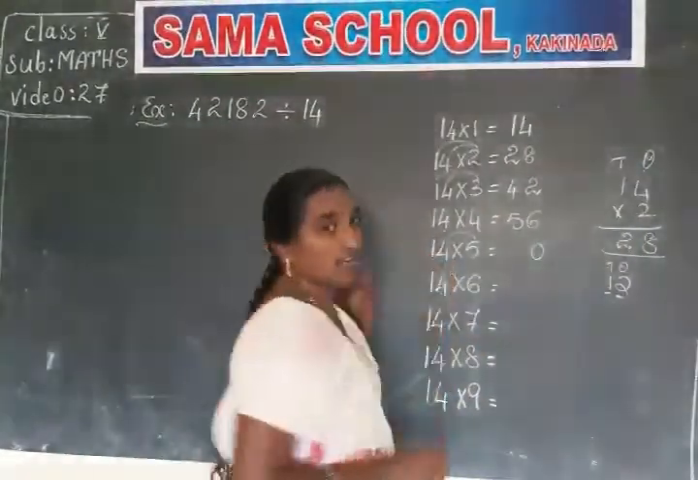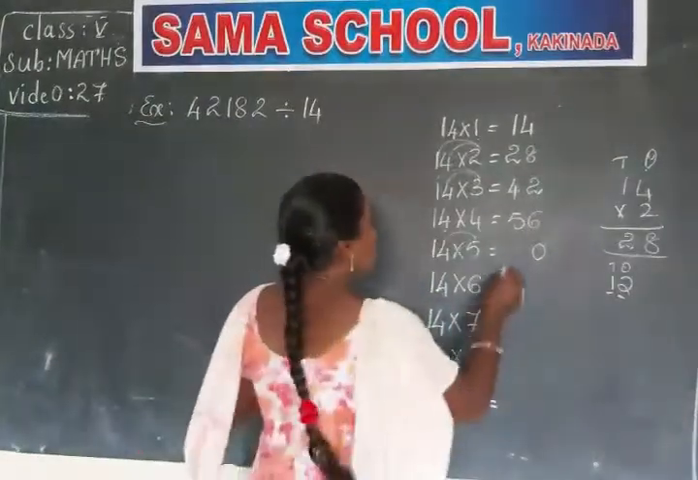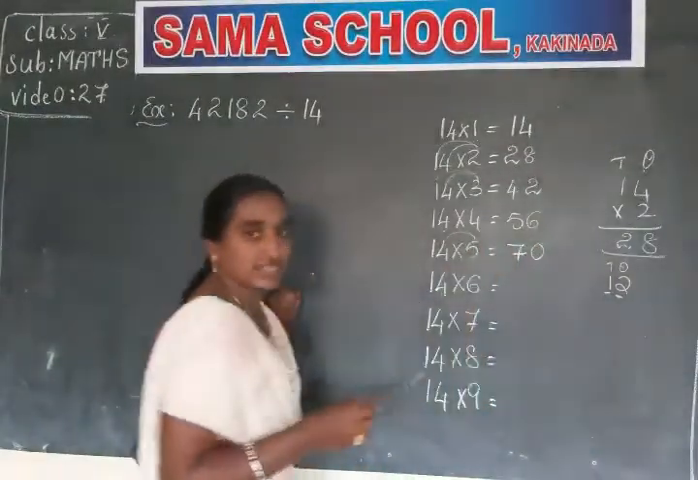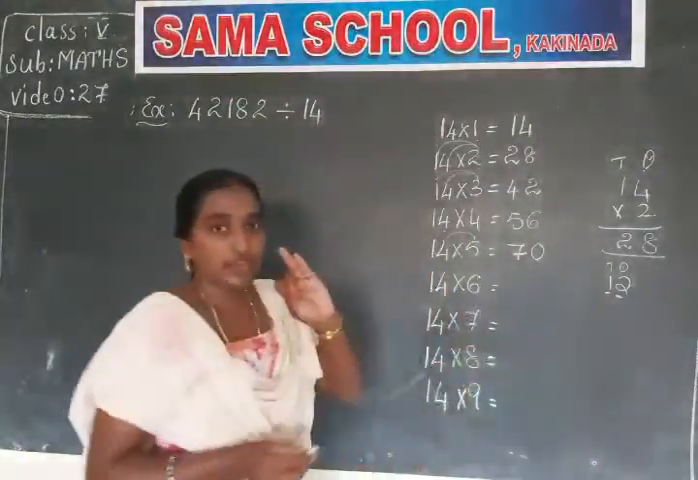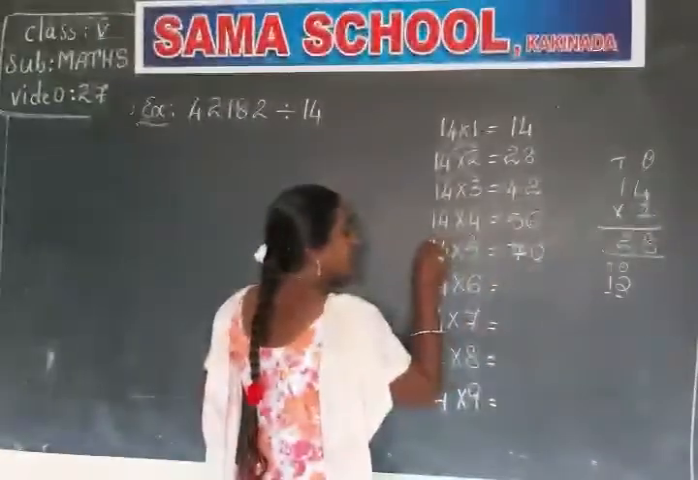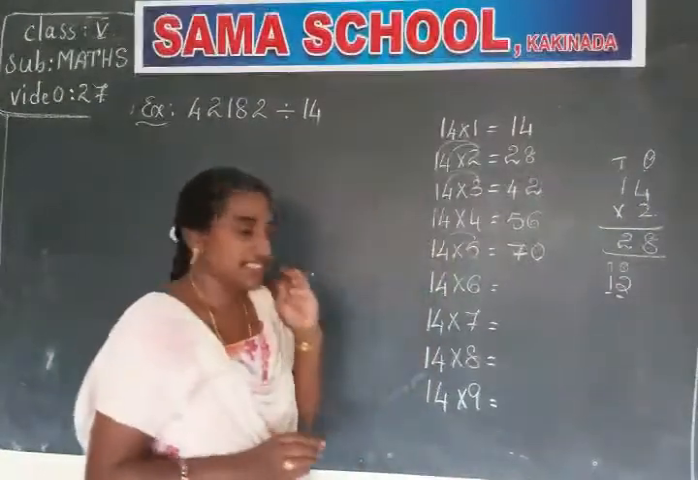5 ones are 5 plus 2. How much? 7. Is it clear? 5 fours are 20. Write 0 here and 2 in the mind. 5 ones are 5 plus 2, 7.